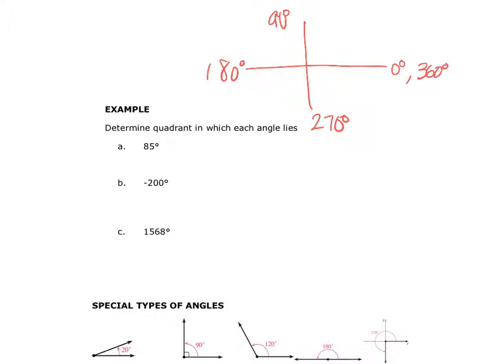So with your partners, determine which quadrant these lie in. Where is 85 degrees? Which quadrant? Quadrant 1. In here, we use the Roman numerals 1, 2, 3, and 4. What about negative 200? Where is that one? Quadrant 2. Does anyone have questions on that one?